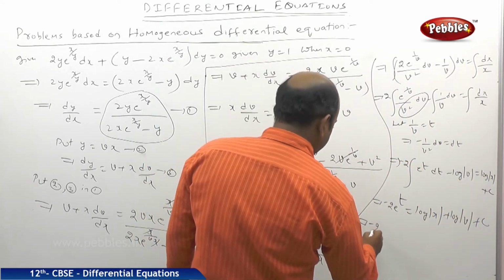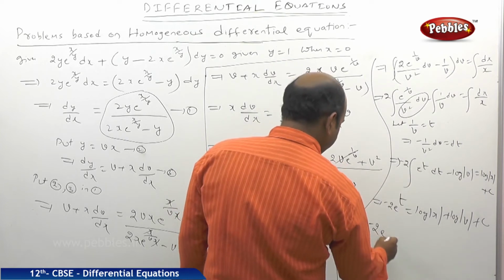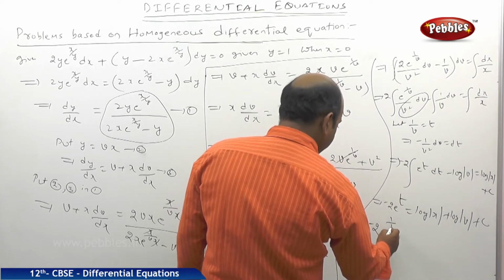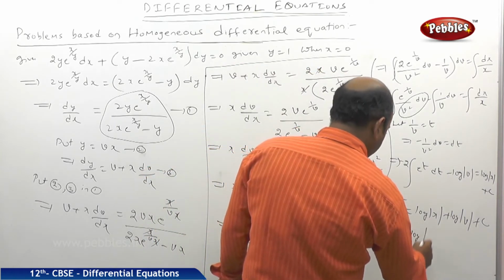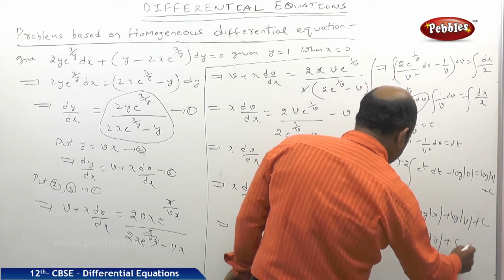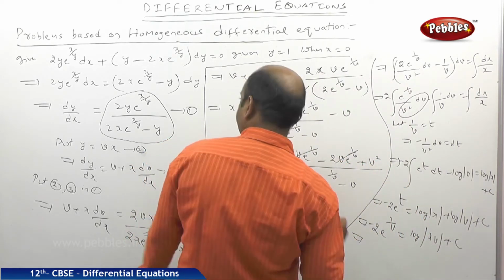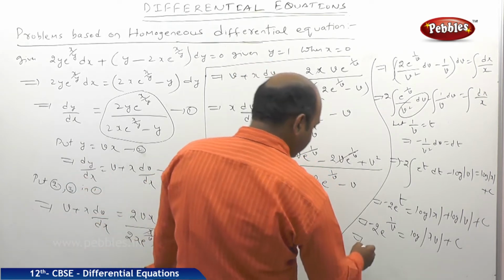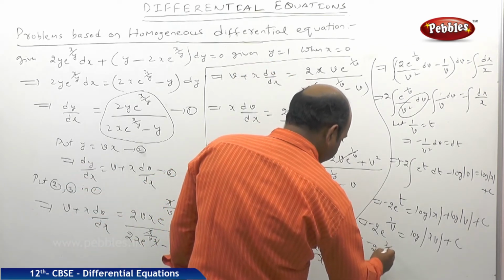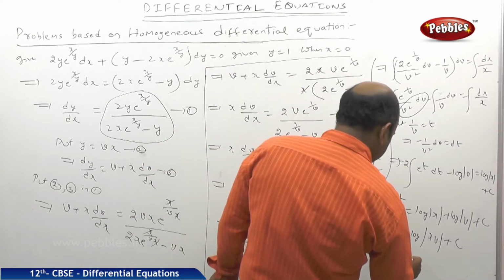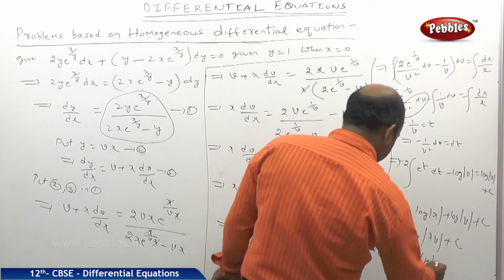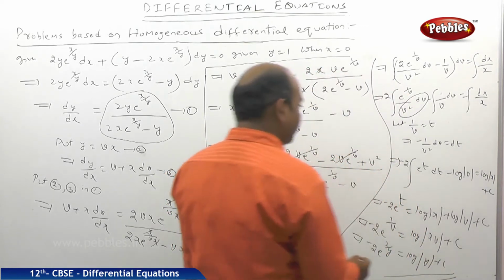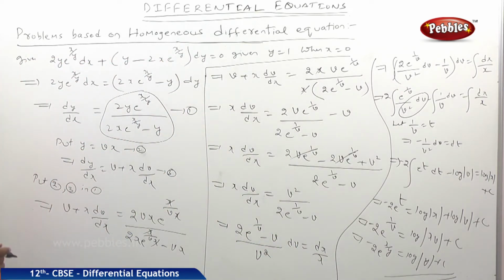Now what happens, again we need to write everything in place of t. What we have taken in place of t, 1 by v, minus 2 into e power 1 by v is equal to log mod xv plus c, but v is nothing but y by x. So minus 2 into e power x by y is equal to log mod v, meaning y by x, so x cancels, log y plus c. This is our required general solution, but still the problem has not been finished.